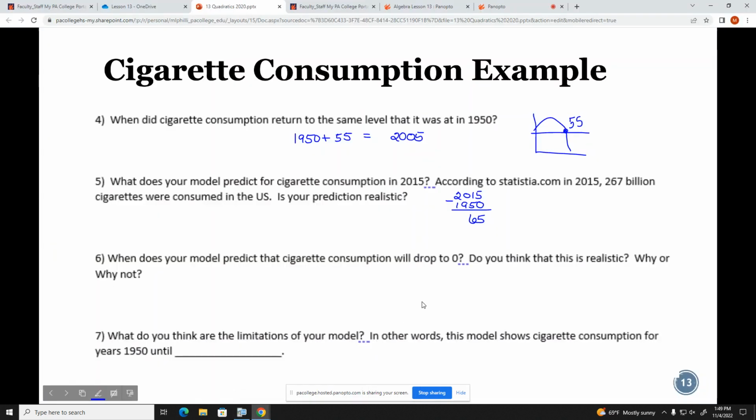So 186 billion. We are told here the actual, and the actual is 267 billion, and we're at 186. So does my prediction seem realistic? I would say no. It is off by a lot.